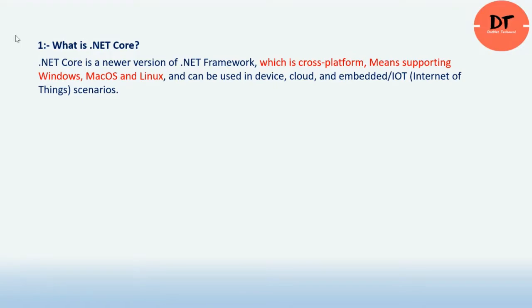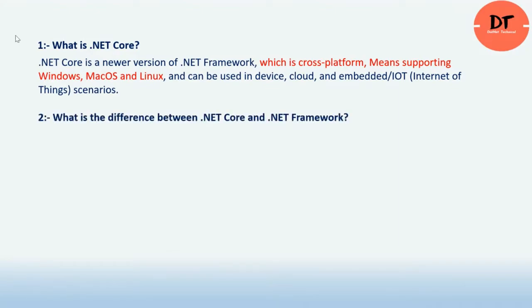.NET Core is a newer version of .NET Framework which is cross-platform, meaning it supports Windows, macOS, and Linux, and can be used in device, cloud, and embedded IoT. IoT is just Internet of Things.